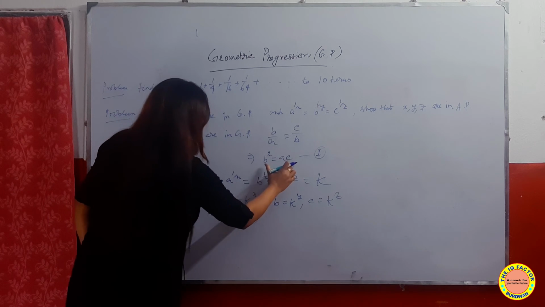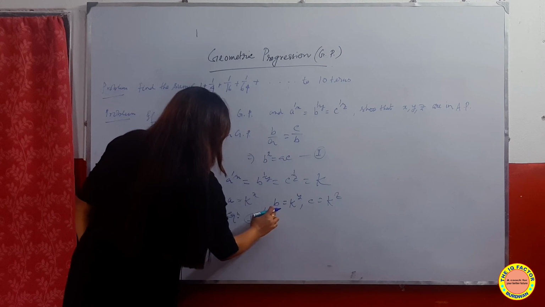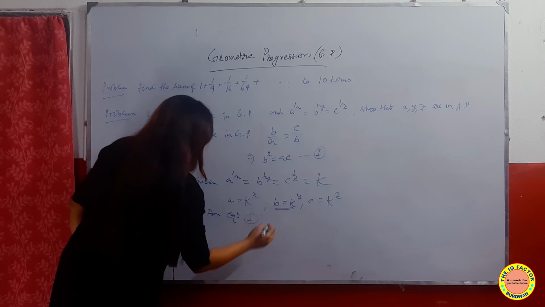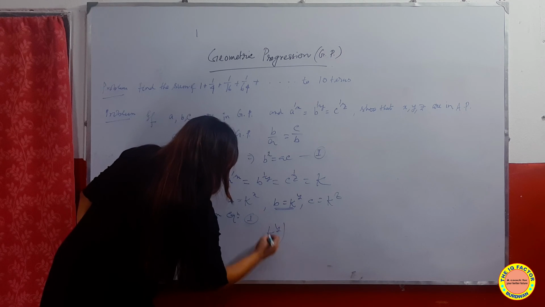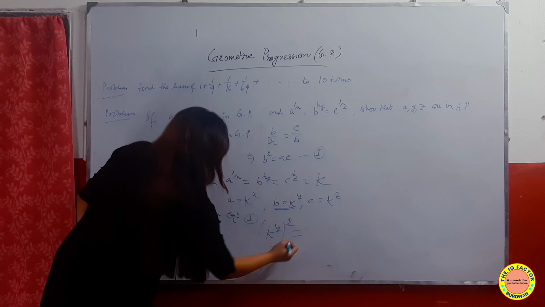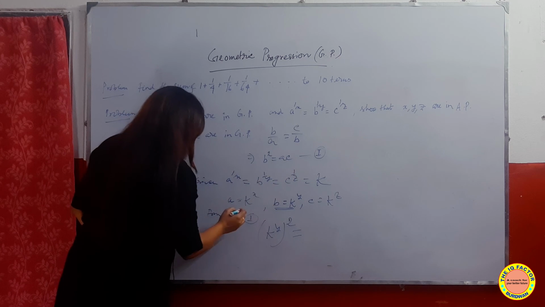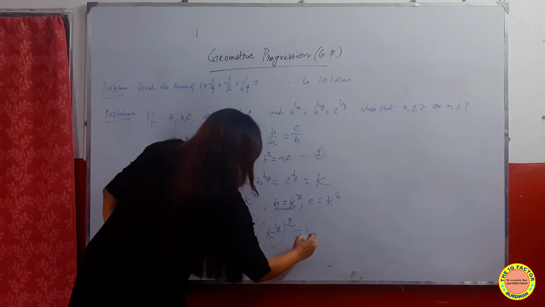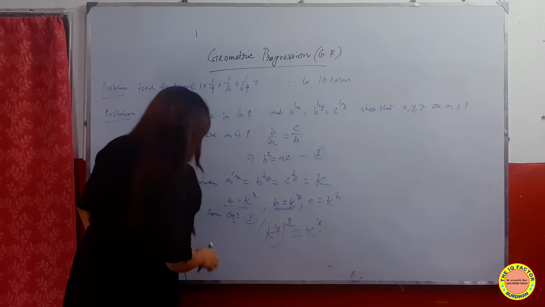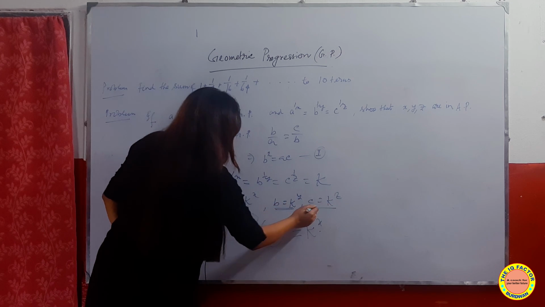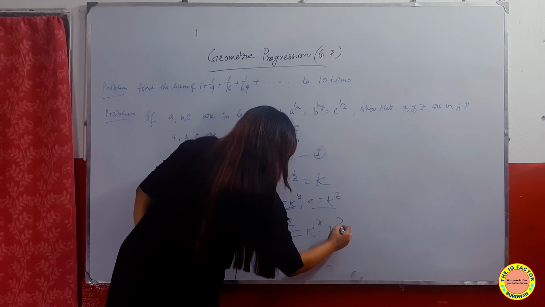From equation 1, b square is equal to ac. What is the value of b? b is k to the power y. So b square is equal to a into c. What is the value of a? k to the power x. What is the value of c? k to the power z.